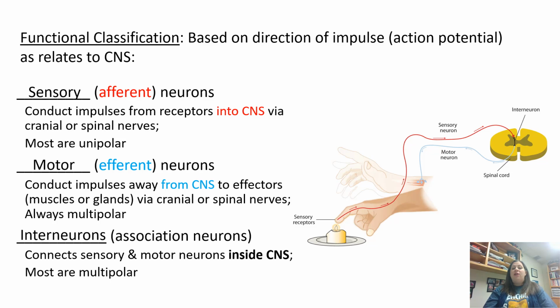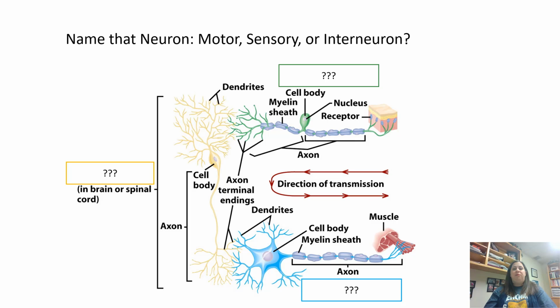We see that the interneurons are the association neurons, and these are actually found inside of the central nervous system. And most of these neurons are also going to be multipolar. So if you'll notice, we made the connection with the structural side along with some of the functional as well.